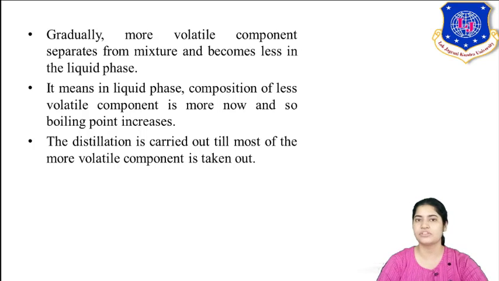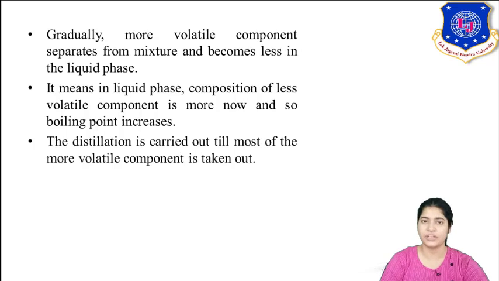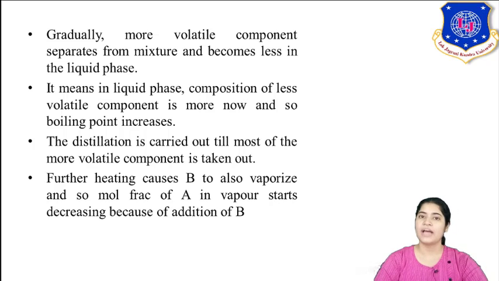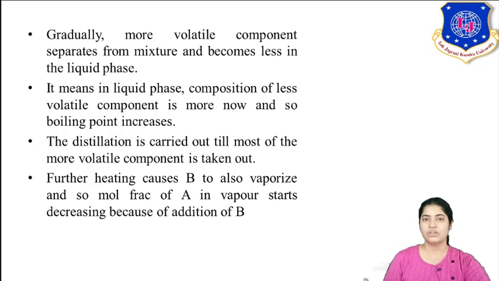For example, in a mixture of A and B, A is my more volatile component and B is my less volatile component. So I continue this process till most of A has been taken out. As I am separating A from the A plus B solution, gradually I have to heat the solution at a higher temperature to form the vapors, because now in the liquid phase B is rich in quantity. As I continue to increase the temperature, B will also start to vaporize.